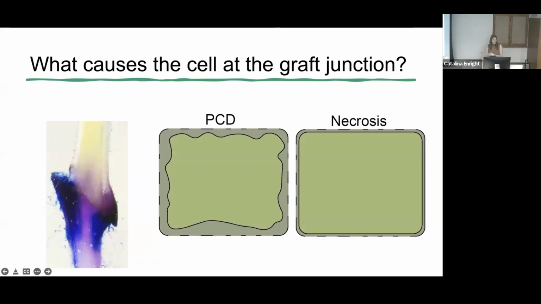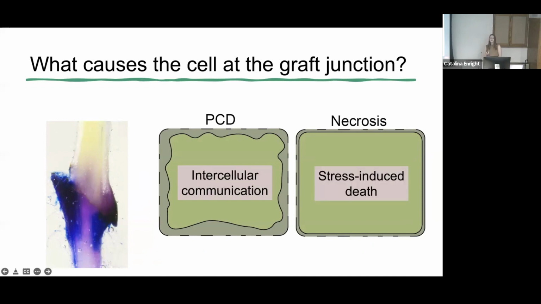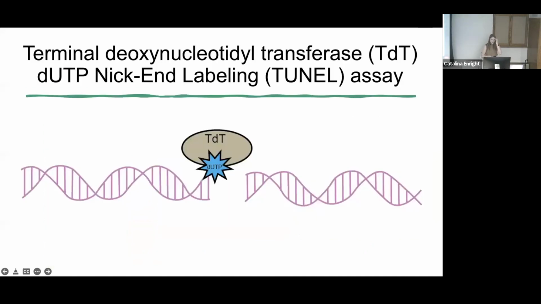So now I know that there is cell death in the junction, but I want to see what's causing it. Is it intercellular communication, or is it stress? So to do this, I utilized an assay called a TUNEL assay, and it's called that because its real name is the terminal deoxynucleotidyl transferase dUTP nick end labeling assay. So TUNEL's a better name.